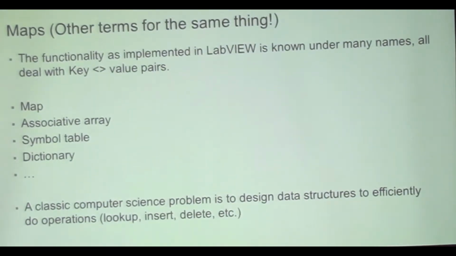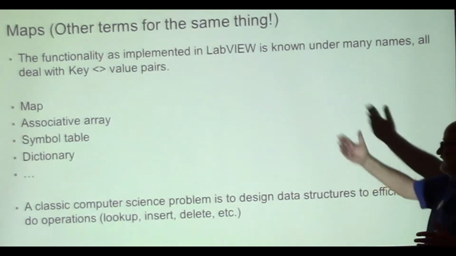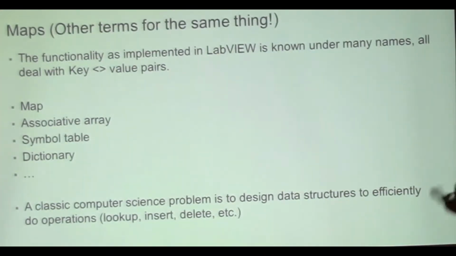It's even more complicated because a map in the community of different disciplines in science, they know it under different names too. The functionality as implemented in LabVIEW is known under many names. It's always a key-value pair. Once you know the key, you can get its value. You can add a new value by adding a new key, and so on. A map is one of the words: associative array, a symbol table, a dictionary, and in classic computer science problems, it's designing data structures to efficiently do operations like lookup, insert, delete.